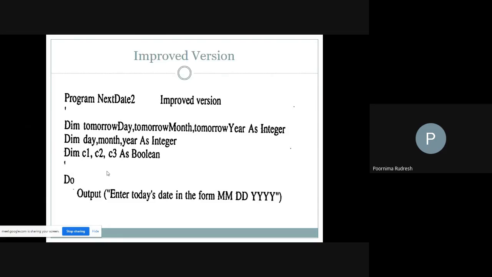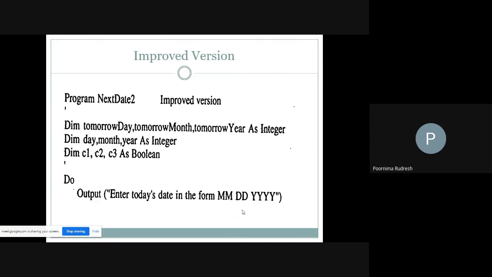Here we enter the date in the form of MM DD YYYY. Suppose I enter 06 30 2020, what does it indicate? 30th June 2020. What will be the next day? June 30th is over, right? Next we should get July 1st 2020. In this form we get the output.